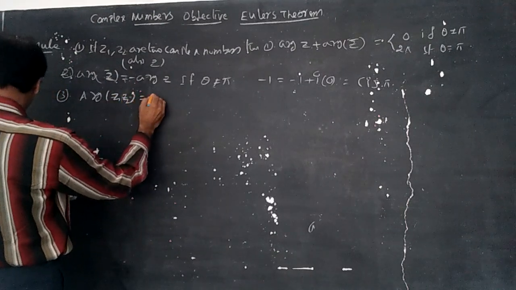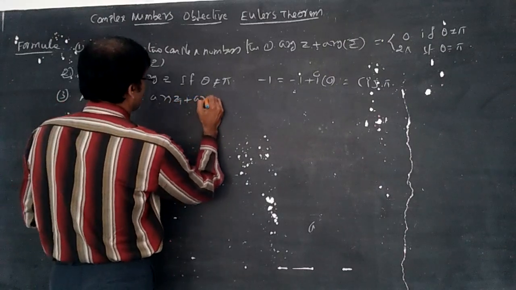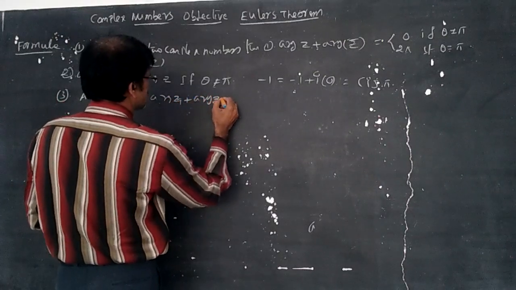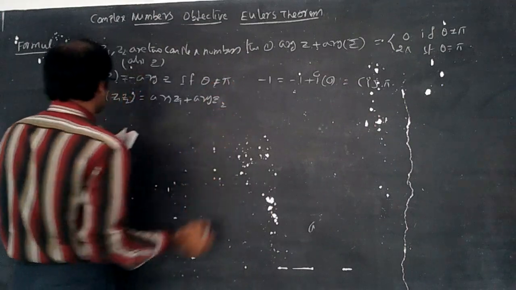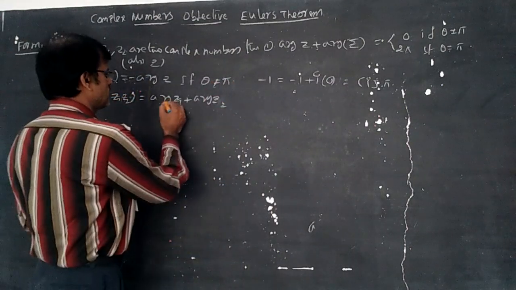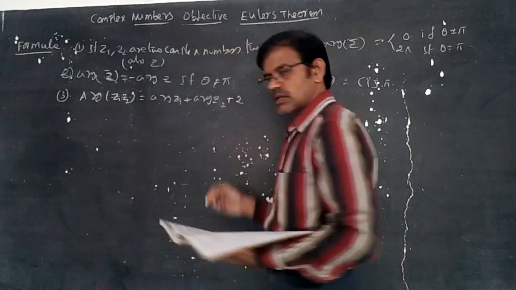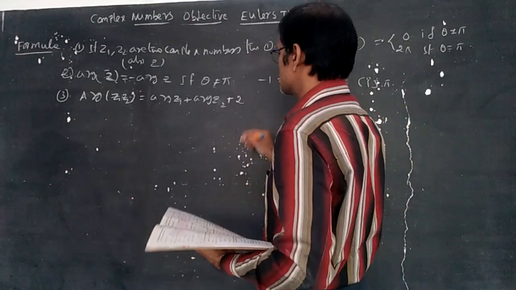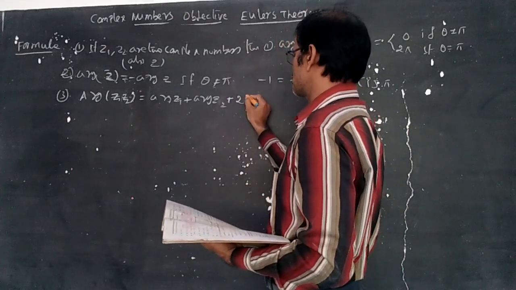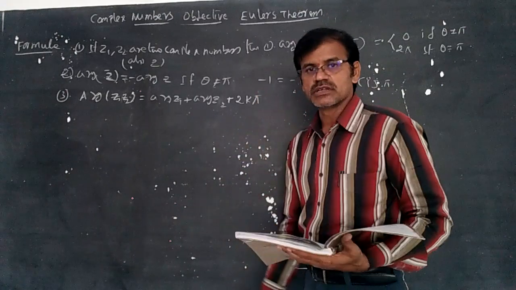Argument of z1 z2 is equal to argument of z1 plus argument z2. Generally we write it according to the logarithm concept: log ab is equal to log a plus log b. In a similar way, argument z1 z2 is equal to argument z1 plus argument z2. Remember the formula depending on logarithm; it is better to remember this formula in an easy method.